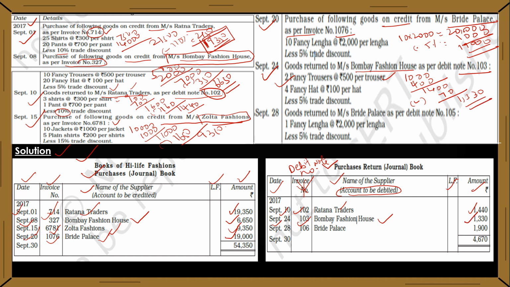The last transaction is September 28. Goods returned to Messrs. Bride Palace as per debit note number 105.